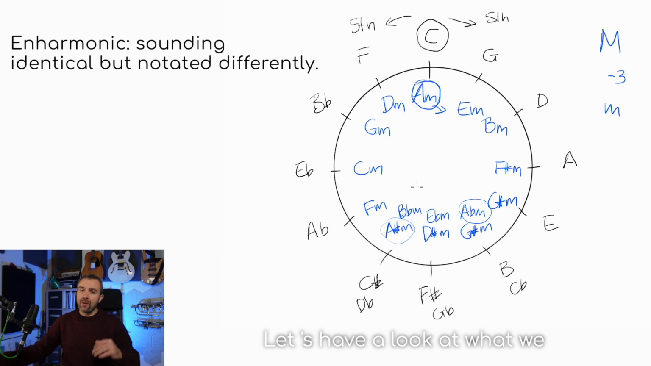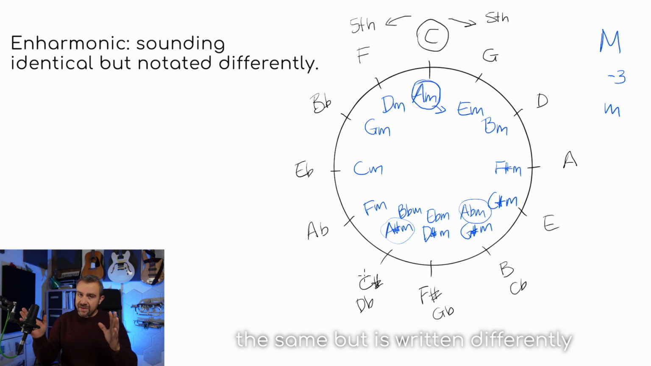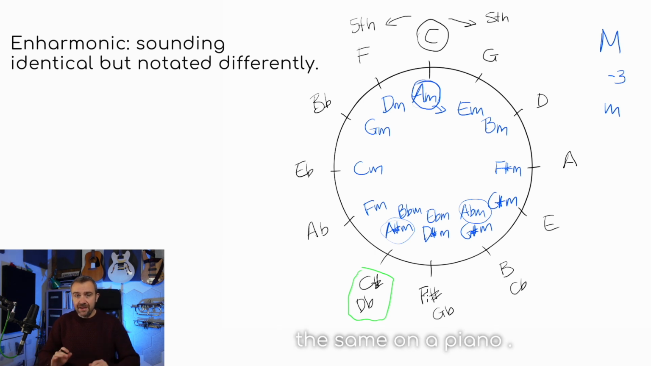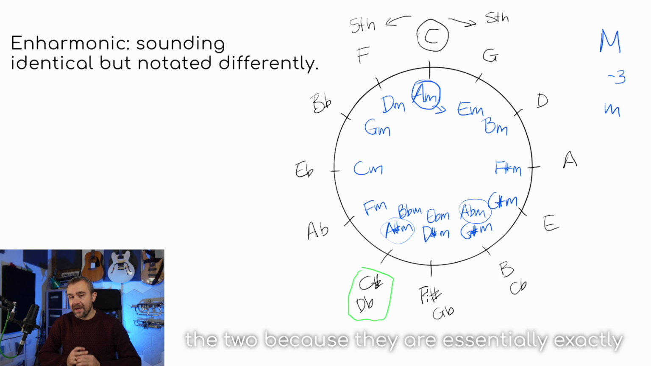Let's have a look at what we call the enharmonic keys. Enharmonic means sounds the same but is written differently. Like in this case here, let's take this as an example. C sharp and D flat sound exactly the same on a piano. You wouldn't be able to tell the difference between the two because they are essentially exactly the same thing.